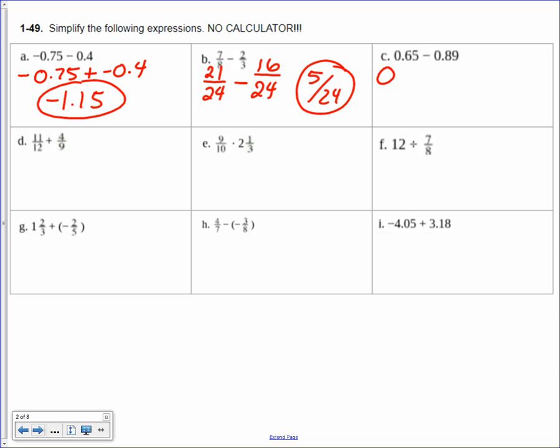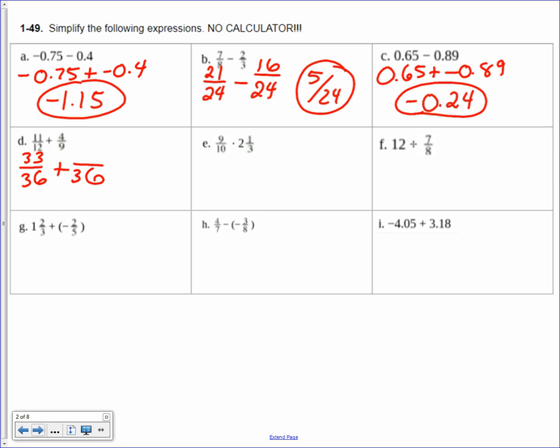In C again, I changed it to addition. Since they're different signs, I subtracted them and I got 0.24. 0.89 is negative and it's bigger. So the answer is going to be negative 24 hundredths. In D, I found a common denominator again. So I did 36. 12 times 3 is 33 on top. 9 times 4, so 16 on top. I got 49 over 36, or I could have written it as 1 and 13 over 36. Either was acceptable.